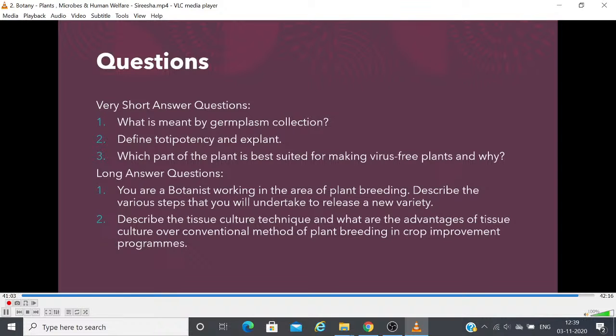Very short answer questions. What is meant by germplasm collection? Define totipotency and explant. Which part of the plant is best suited for making virus-free plants and why? And coming to long answer questions, if you are a botanist working in the area of plant breeding, describe the various steps that you will undertake to release a new variety. And another question: describe the tissue culture technique and what are the advantages of tissue culture over conventional methods of plant breeding in crop improvement programs. These are the questions. You can note them as an assignment.